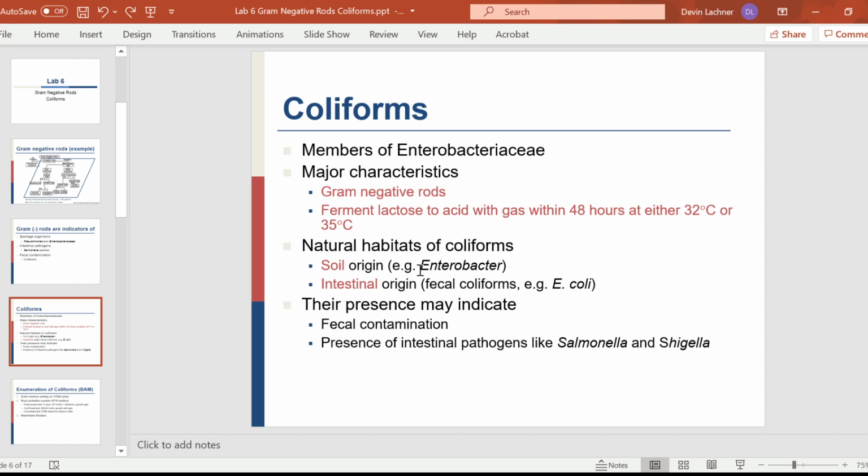But we can also find Enterobacter, which is going to have a soil origin, which is not something that we're going to be as concerned about, and it's going to be pretty prevalent, especially in vegetables, or anything that's grown in the soil, right? Fruits, vegetables, anything outside. And then also animals are going to be outside as well in the soil. So we're going to be getting a lot of Enterobacter, but that's not something that we need to be concerned about in our food. The one that we want to be concerned about is E. coli, because that is a fecal coliform, and we do not want any feces inside of our food for obvious reasons.